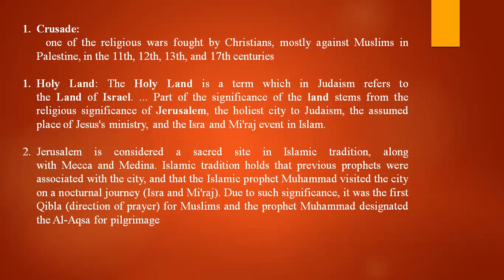Jerusalem is considered a sacred site in Islamic tradition, along with Mecca and Medina. Islamic tradition holds that previous prophets were associated with the city and that the Islamic prophet Muhammad visited the city on a nocturnal journey. Due to such significance, it was the first Qibla, the direction of prayer, for Muslims, and the Prophet Muhammad designated Al-Aqsa for pilgrimage. So let's talk about the significance of this holy land in Islam.